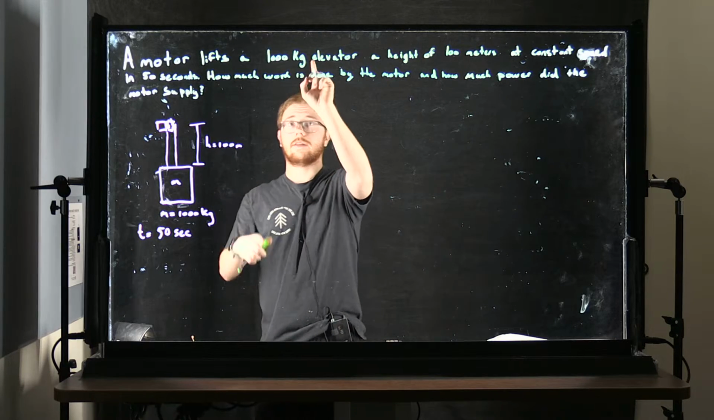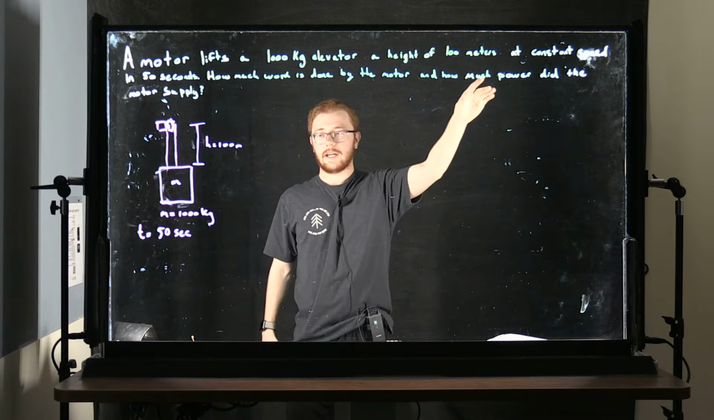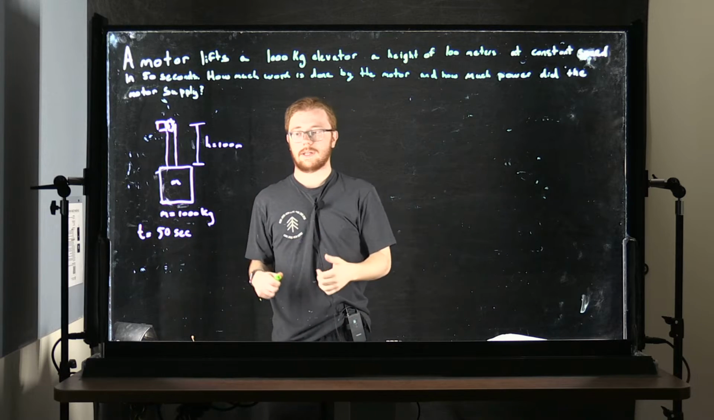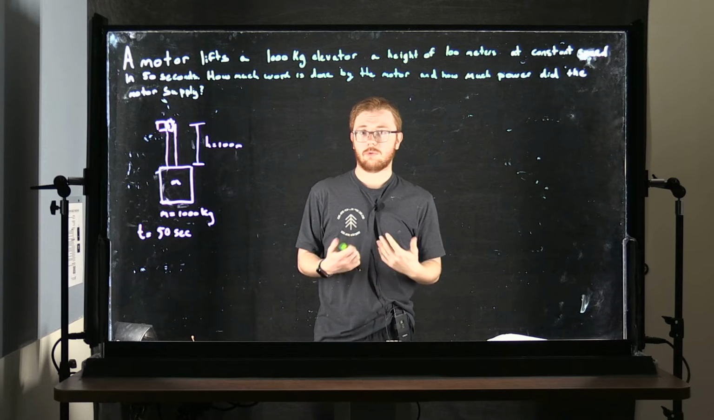We know the weight of the elevator to be 1,000 kilograms, so its mass. We know the height of the elevator, or its distance, to be 100 meters, and the total time it took is 50 seconds. So what do we know from here?